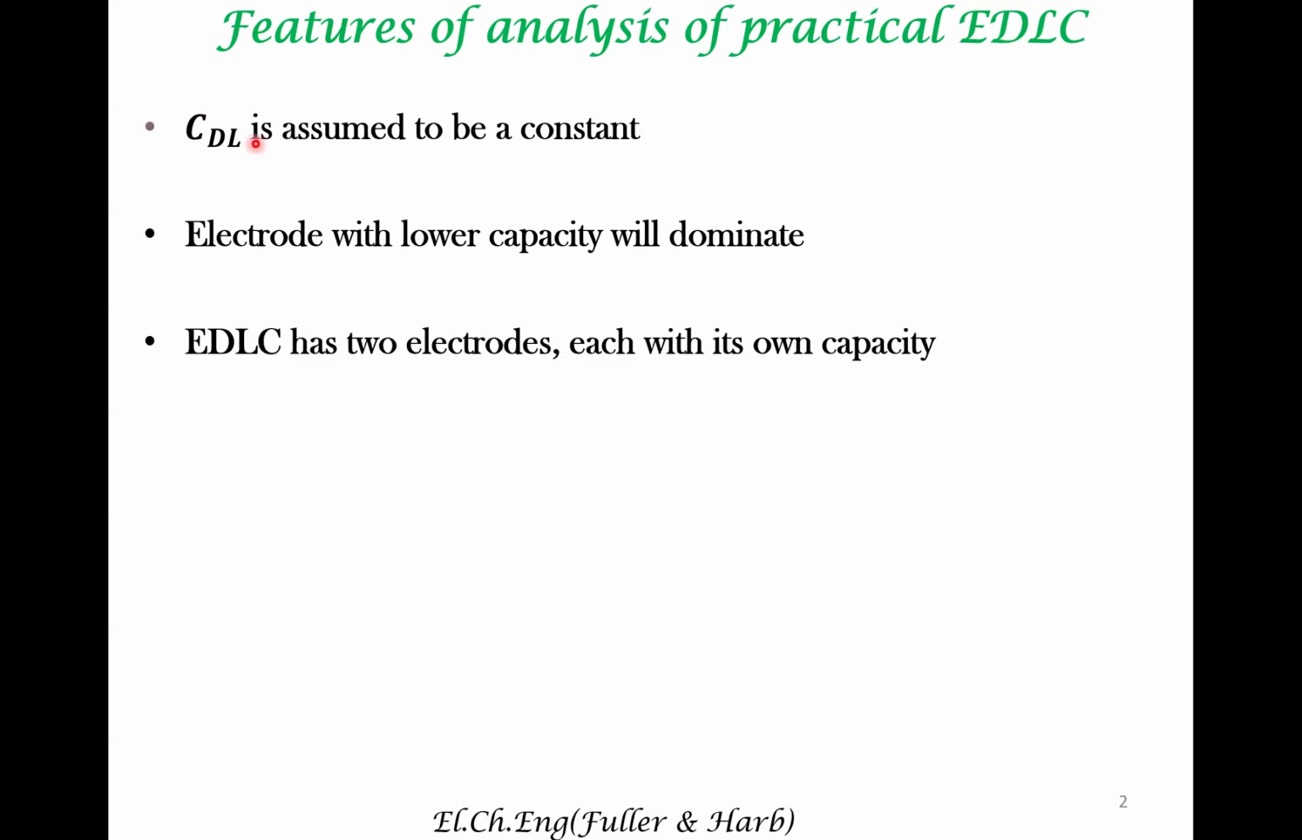What is important to understand is that the electrochemical double layer capacitors have two electrodes, and each electrode will have its own capacity, and the electrode with the lower capacity will tend to dominate. So when you have the capacitance of a device, the capacity of two electrodes will be added in this manner because these two electrodes are in series.